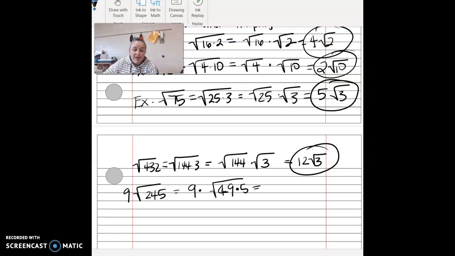Okay, so now I have the 9 times the square root of 245, which is this 49 times 5. So I get 9 times the square root of 49 times the square root of 5. Well, 9's already simple. Can't really do much with that 9. But square root of 49 can be written as 7. And the square root of 5, not nice, so we'll keep it the square root of 5. And now we can do a little bit of math. 9 times 7 is 63. And then the square root of 5 is not nice, so we'll keep that. So 63 times the square root of 5 is our simplified version.